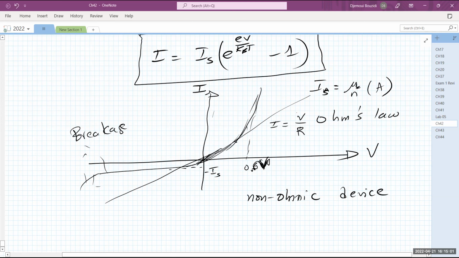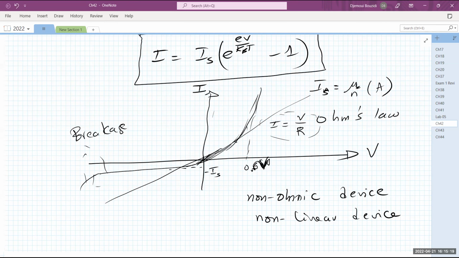Okay, this law is linear. This is not linear. This is actually a non-linear device also. As a matter of fact, all of the electronics that uses integrated circuits is non-linear. It's called non-linear electronics anyway.